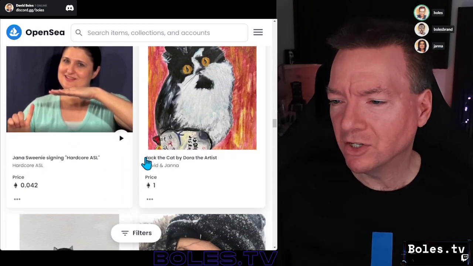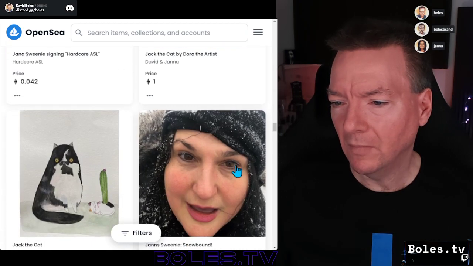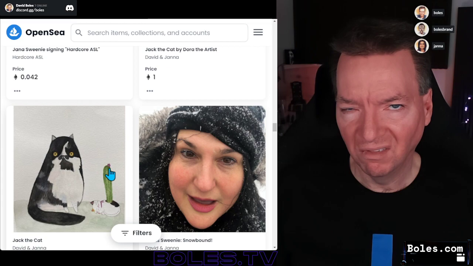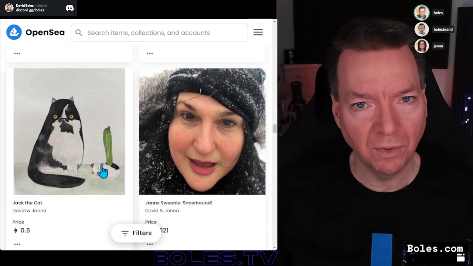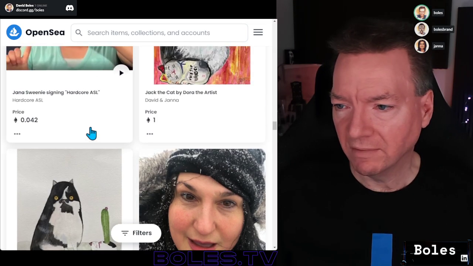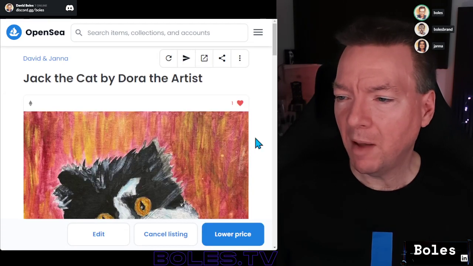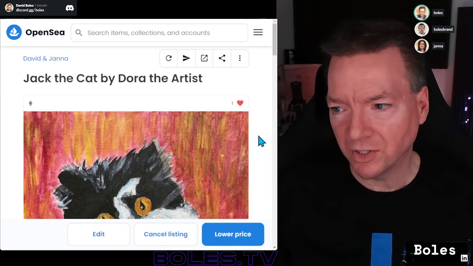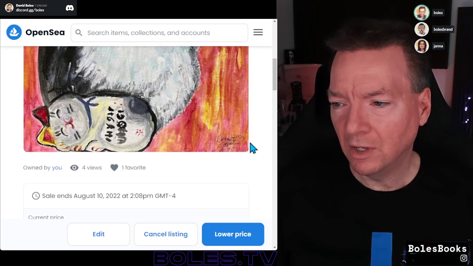There it is. Okay, so Jack the Cat by Dora the Artist. Price 1 Ethereum. And there's the other one. That I put at half Ethereum because I didn't want to insult Dora. We paid $35 for this. Ugliest thing I've ever seen in my life. This, however, quite cute, beautiful. So you click on that. Jack the Cat by Dora the Artist. This is all proof of concept, all for fun. There's Jack and his little porcelain kitty friend.